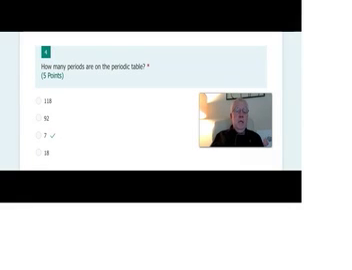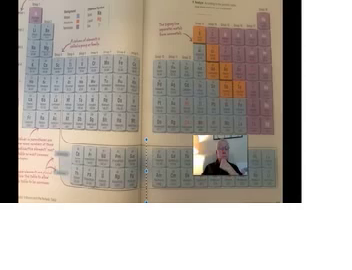Now, you can take a look at the periodic chart, and I'm going to take you back there in just a second. But how many periods are there on the periodic table? Well, let's remember that there are 7, but I'm going to take you back there. And here's the periodic chart, the periodic chart in your book.